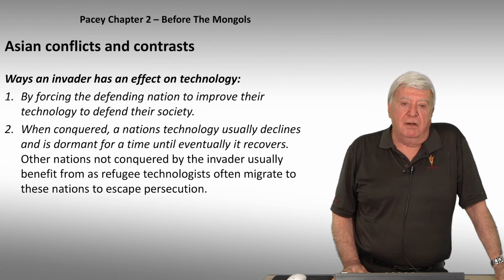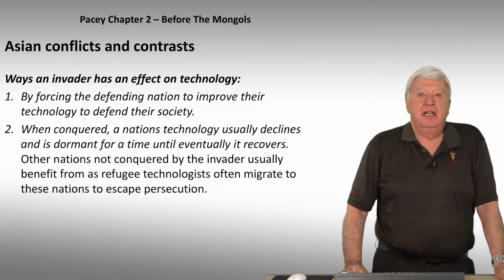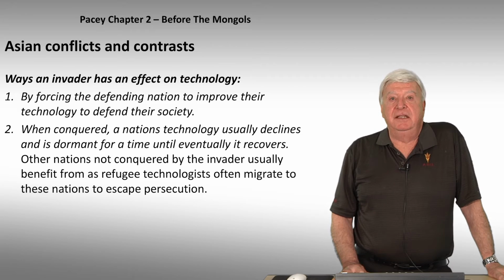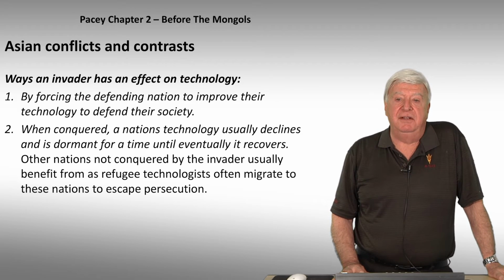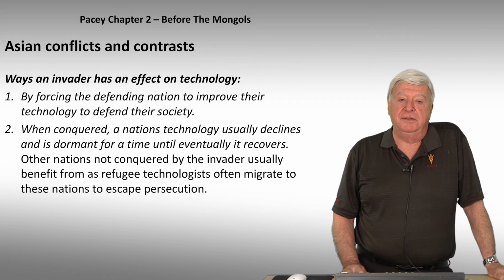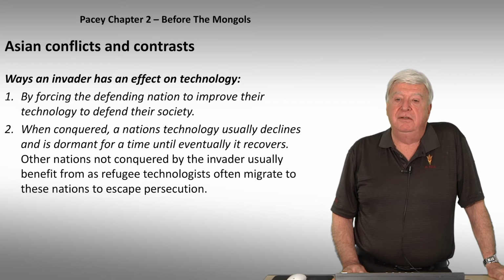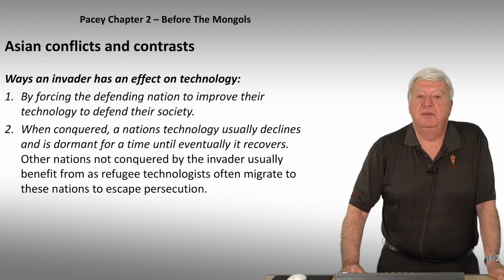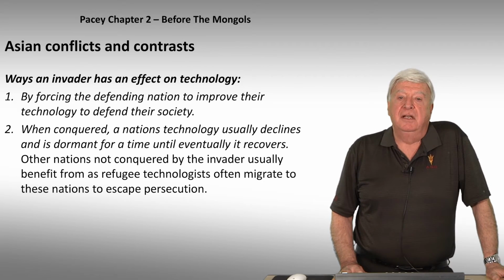Okay, let's move to Pacey chapter 2, Before the Mongols, Asian Conflicts and Contrasts. In this chapter, Pacey again discusses an invader that may not possess much in the way of technology, but still has had a profound effect on technology. He does this in 2 ways. By forcing the defending nation to improve their technology to defend their society.